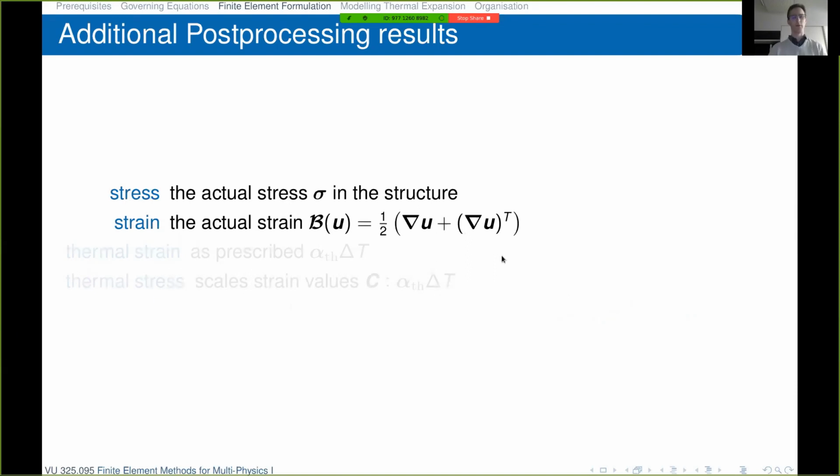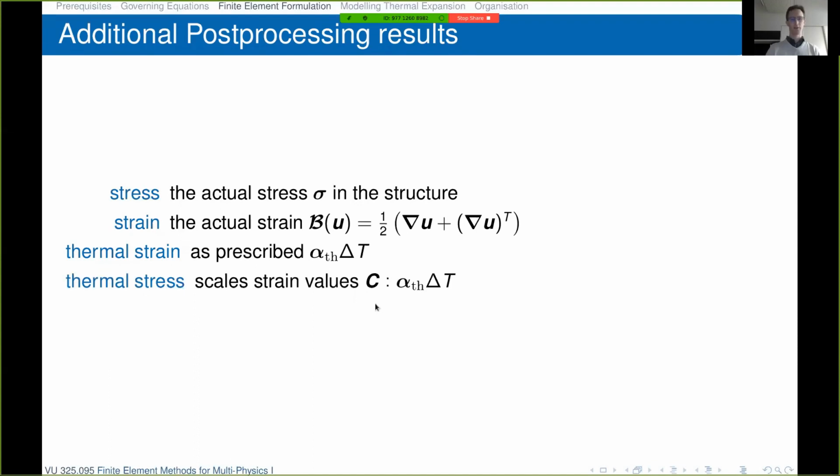And we have the thermal strain, which is alpha thermal times delta T. So this is the source term we have assumed on the right-hand side. However, since the alpha might be anisotropic, this is not strictly obvious how the thermal strain looks like. So you can basically visualize it as a post-processing result. And we have the thermal stress, which is simply the thermal strain scaled by our stiffness tensor.